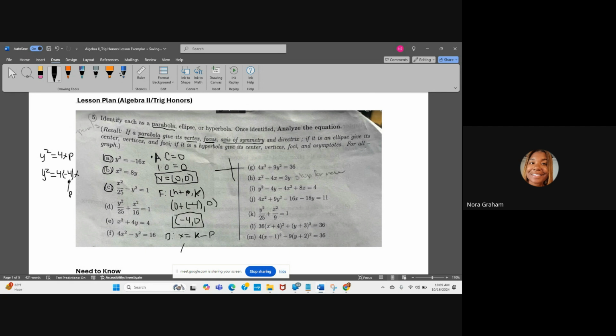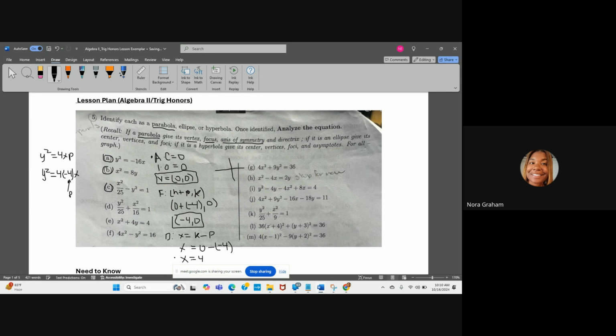And so we know our k is going to be 0, and we know our p is going to be negative 4. So negative is part of that formula, so minus negative 4. So then we know that our directrix, and our directrix is a line, equals 4.